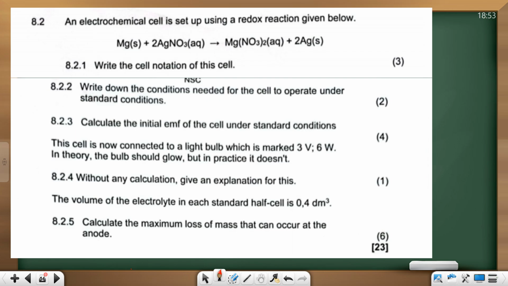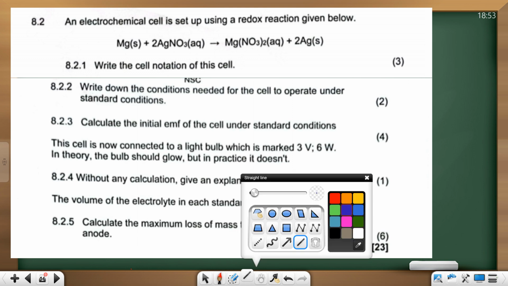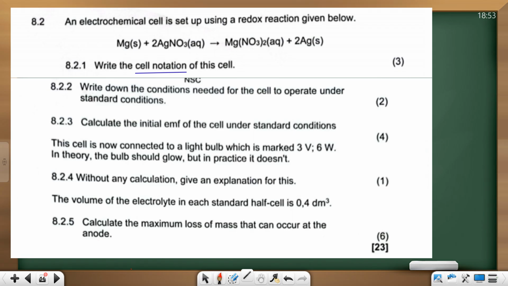Okay, let me take you through this. An electrochemical cell is set up using the redox reaction below. Now, immediately I see this cell notation. It's galvanic. Only galvanic cells have that. So this is what?